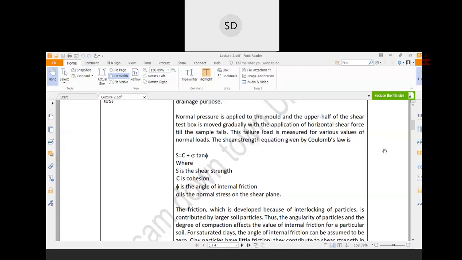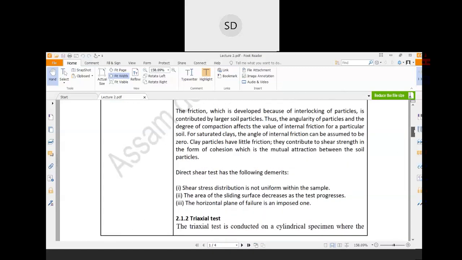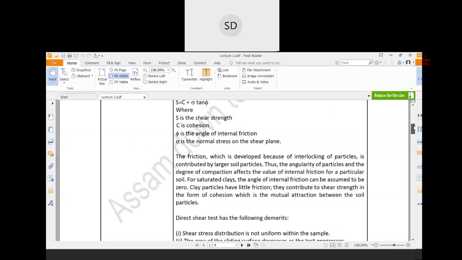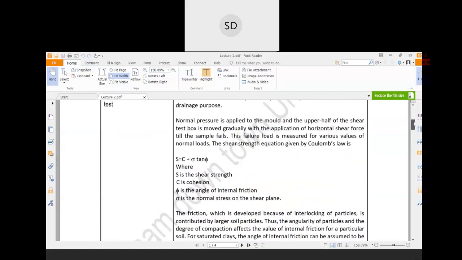So you just go through all these portions. They are very basic in your soil mechanics chapter, so that is well covered over there. Okay, so that is the direct shear test. I think that test is somewhat clear to you. Basically, in this test, whatever shear is there would be applied directly over the soil sample. That's why it is called the direct shear test.